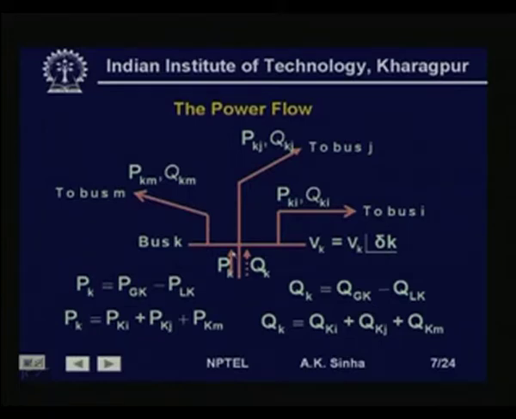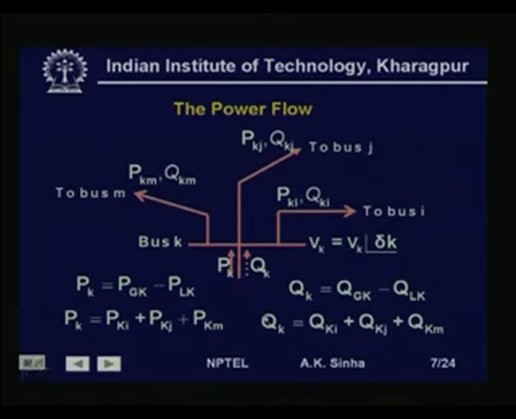then we can write that the real power injection into the bus will be equal to the algebraic sum of all the real powers flowing away from this bus through the transmission lines connected to this bus. That is, Pk will be equal to Pki plus Pkj plus Pkm. Same thing will hold good for the reactive power. So, reactive power injection Qk is equal to Qki plus Qkj plus Qkm.